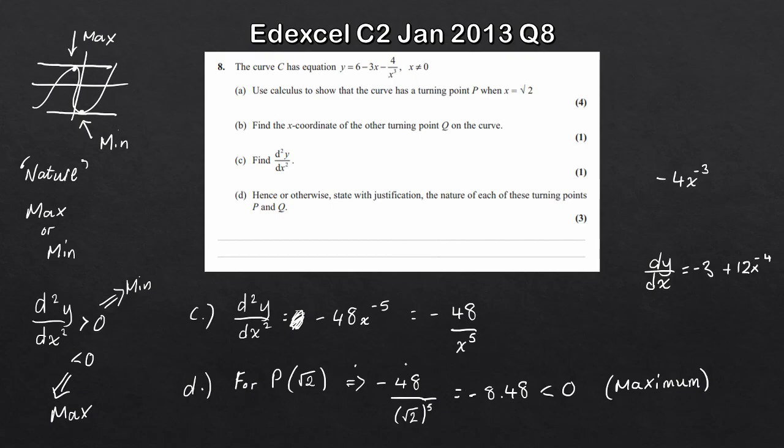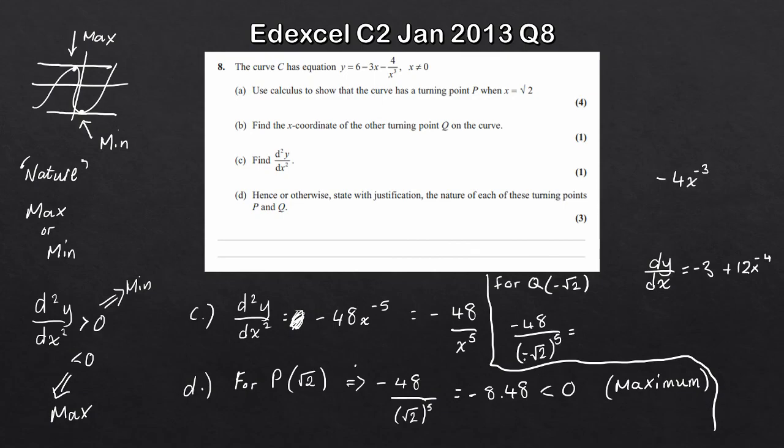And let's do the same for Q. So if we just do it over here, we should have enough room. So for Q, that's minus root 2. What we get is minus 48 divided by minus root 2 to the 5. Now because this is a minus to an odd power, this comes out as minus. So a minus divided by a minus will be a positive. And what we get is just a positive of this. It's 8.48, which is greater than 0, which implies that it's a minimum.